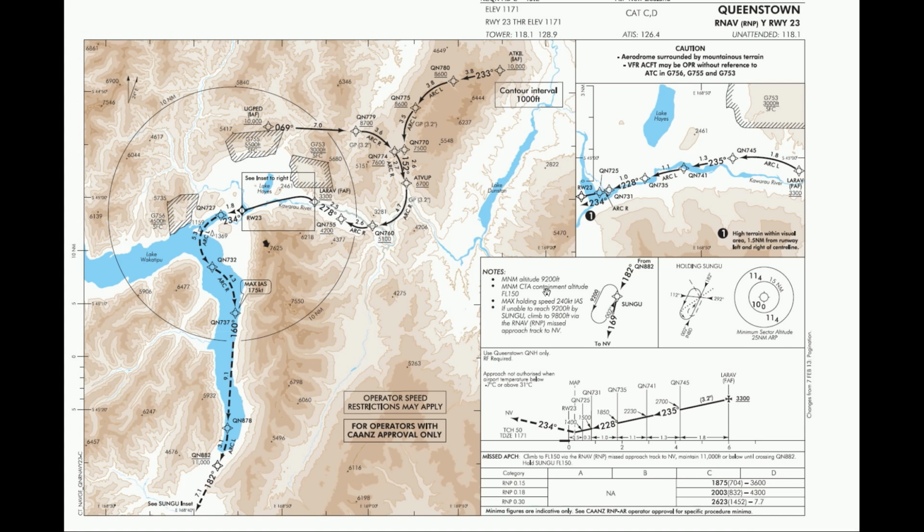My name is Jean-Pierre. I will show you today a very special and challenging approach. It's been requested as well on the forum, so I will try it now with you. It's for Queenstown, New Zealand, as you can see. It is an RNAV approach runway 23, RNAV Yankee runway 23. So we'll operate this approach on the Boeing 777 from PMDG.